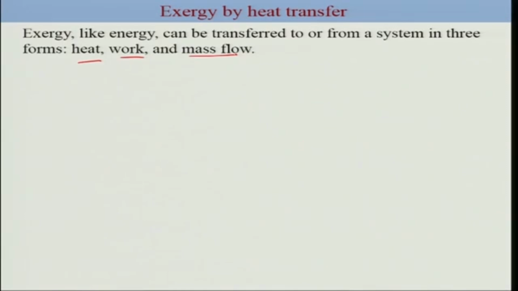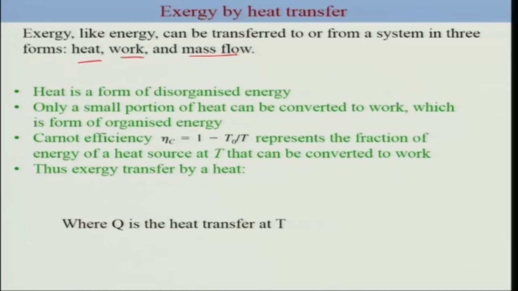Now heat, as we know, is a form of disorganized energy, and not all heat can be transferred to work. If you make use of a reversible heat engine, then the maximum amount of heat that can be transferred to useful work is simply the efficiency of a reversible heat engine, that is the Carnot engine, multiplied by the heat supplied to the system. That would be the maximum useful work potential, or in other words, your Exergy due to the heat transfer. So that is what we are going to write here.